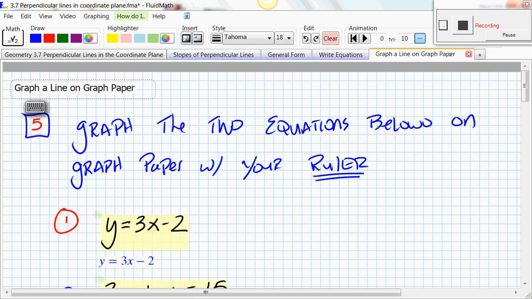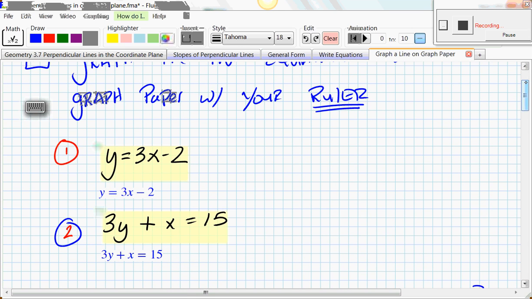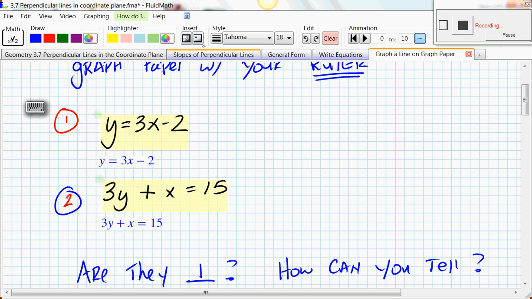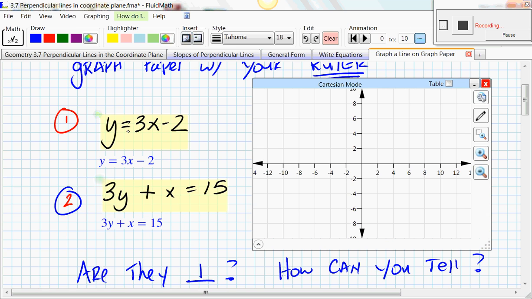Okay, and then finally, how do you graph a line on graph paper? The fifth box says graph the two equations below on graph paper with your ruler. So let me show you how to do this. So here's some graph paper. We're going to graph the line y equals 3x minus 2. You start at the minus 2, so go down 2 spots.